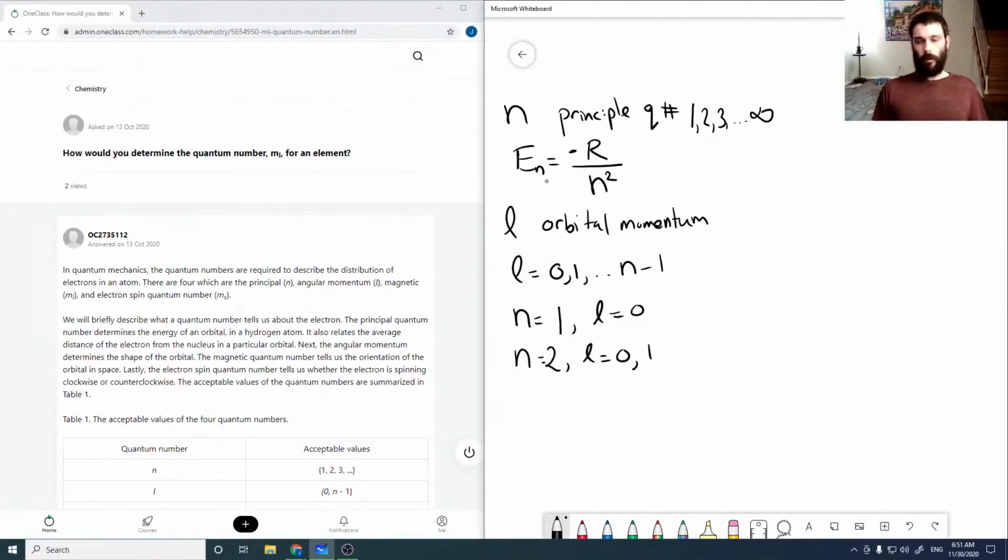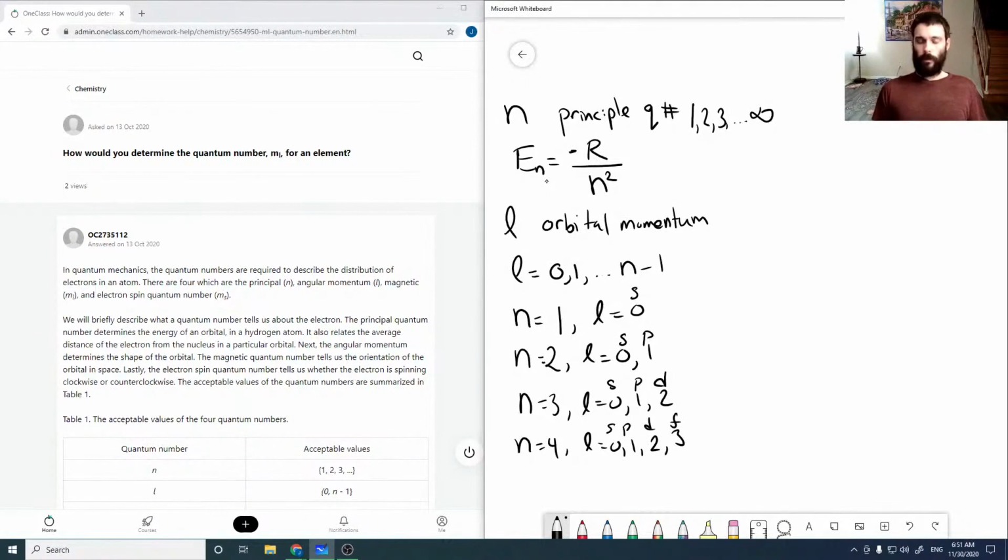Now the L quantum number is typically relabeled as our SPDs. So if L equals 0, that's an S. If L equals 1, that's a P. If L equals 2, then that's a D. Or if L equals 3, then that's an F.